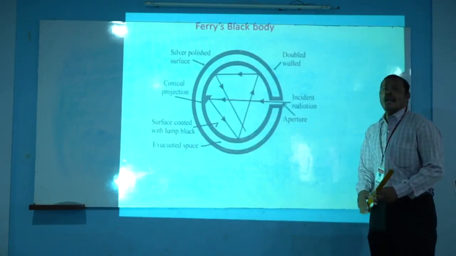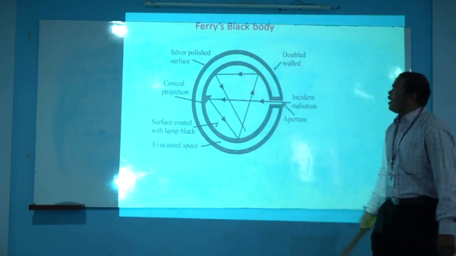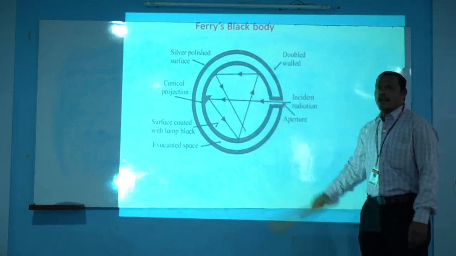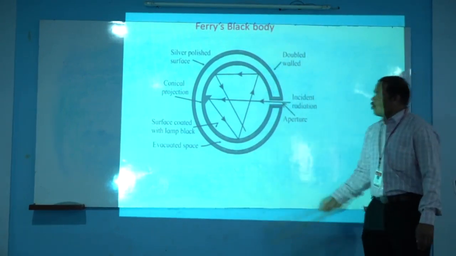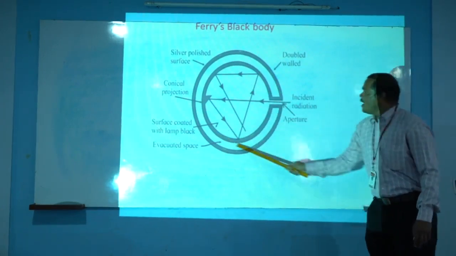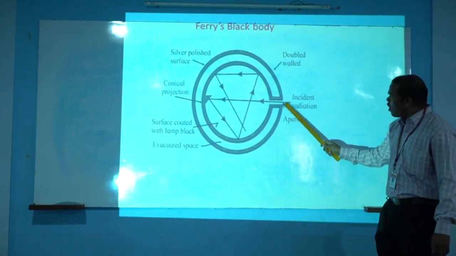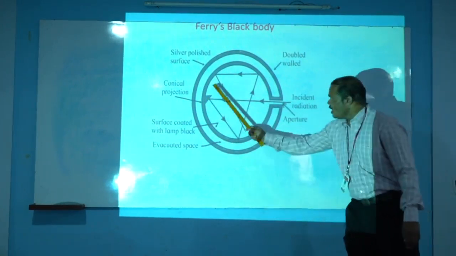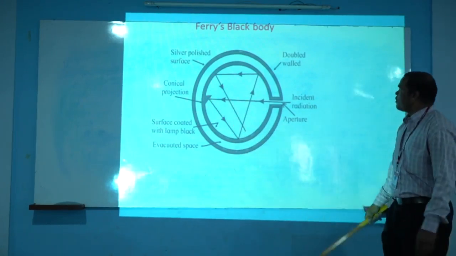Now the scientist Ferry designed the perfectly black body. This is the diagram showing Ferry's black body. What is the construction? It consists of a double-walled sphere having a small aperture, or say a small hole, and a conical projection opposite to that of the aperture.